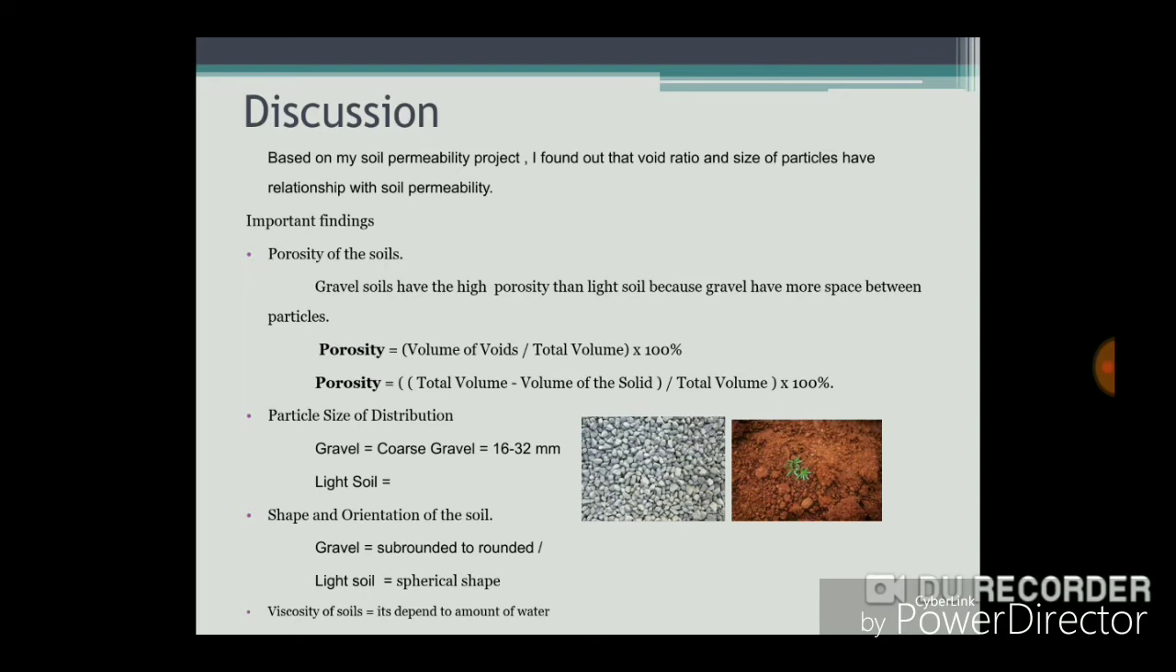For particle size distribution, gravel is 13 to 32 mm, and light soil is smaller than 0.002 mm. For shape and orientation of the soil, gravel is sub-rounded to rounded, and light soil is spherical in shape. We can see the orientation of the soil in the picture that I have put. And the viscosity of soil depends on the amount of water.